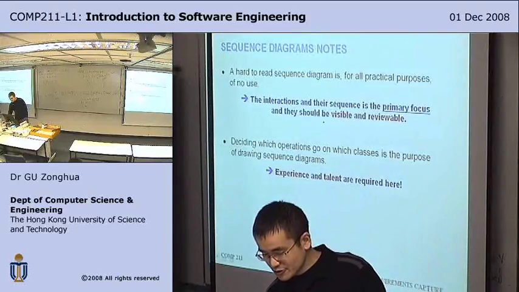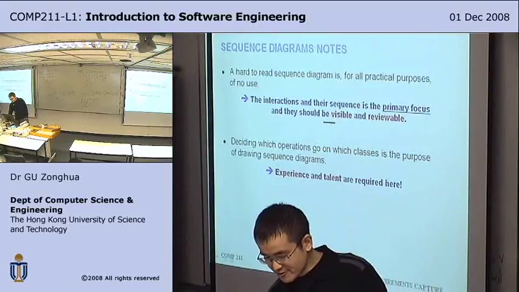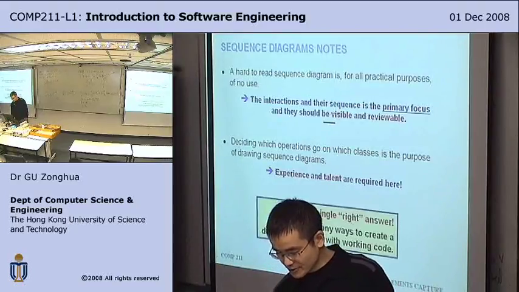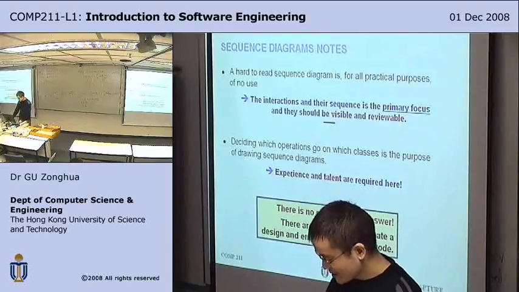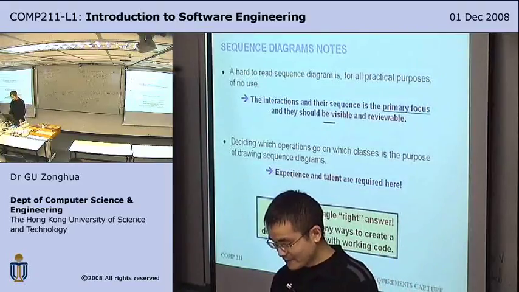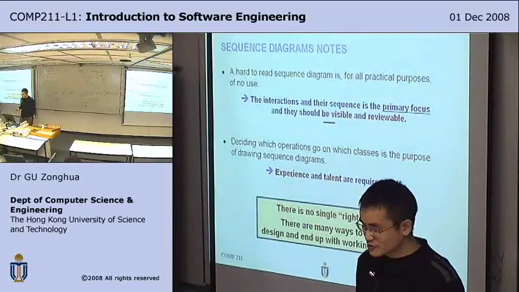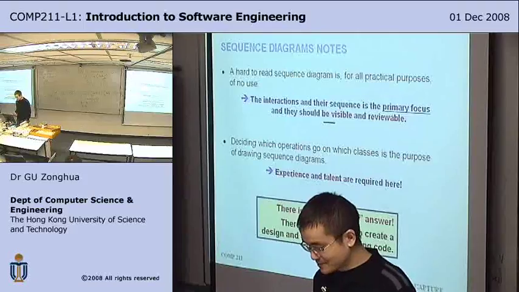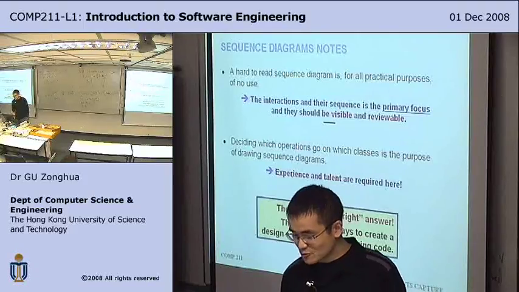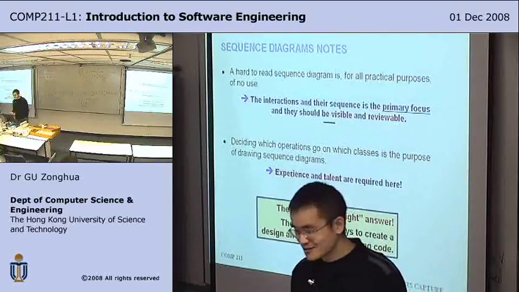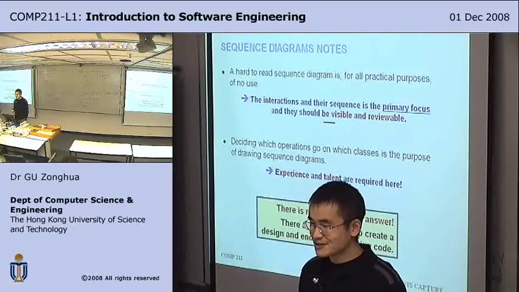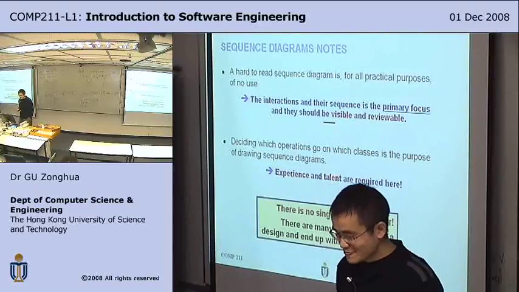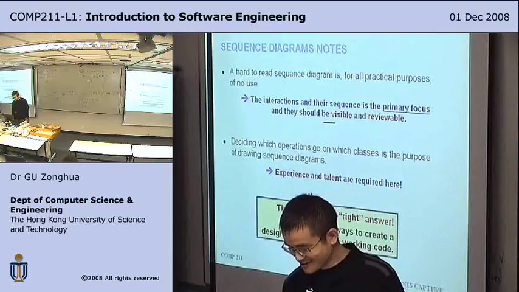So interactions should be visible and reviewable. There's no single right answer. As you do your project, you may find that it's very, very difficult because there's no standard answer. And it's also hard for me to grade because I don't have a standard answer to compare to. I have to look at each one and really understand each one.